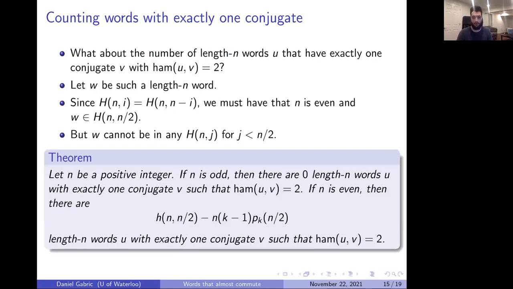So therefore, it leads to the following theorem. If n is odd, then there are no length n words with exactly one conjugate such that the Hamming distance between them is 2. And if n is even, then there are H_{n,n/2} minus n times the sum over k of (k minus 1) times P_k(n over 2) length n words such that exactly one of its conjugates has Hamming distance 2 away from it.